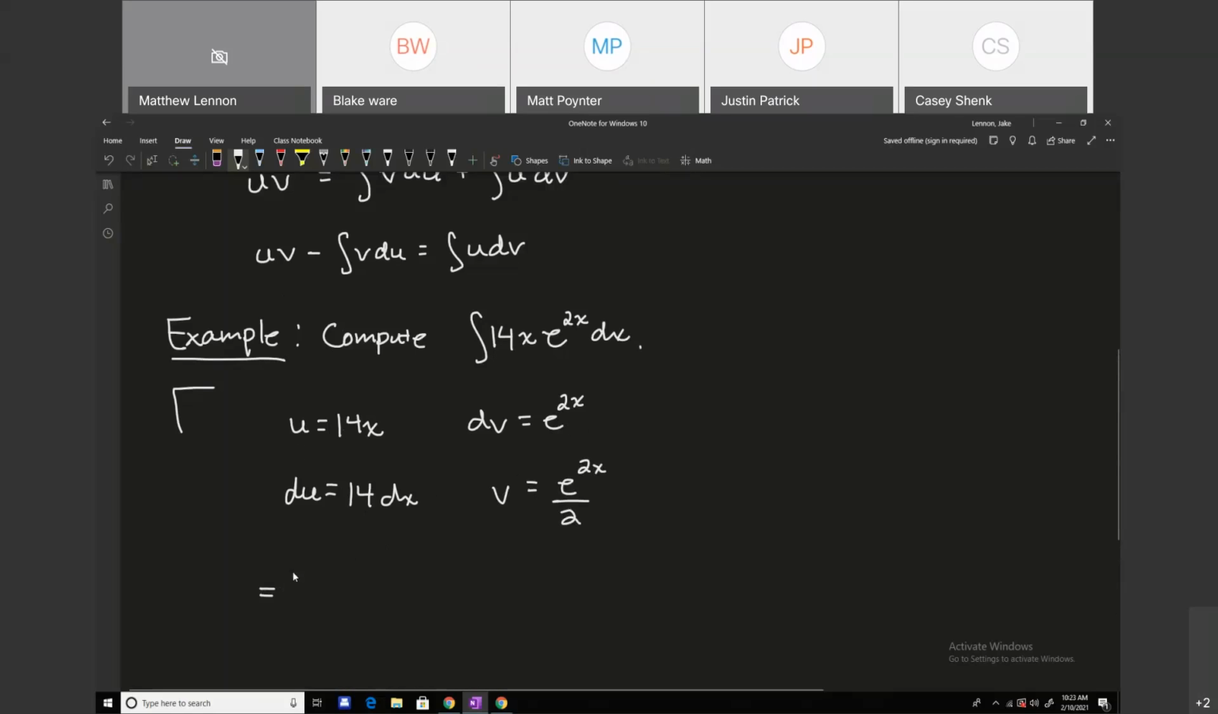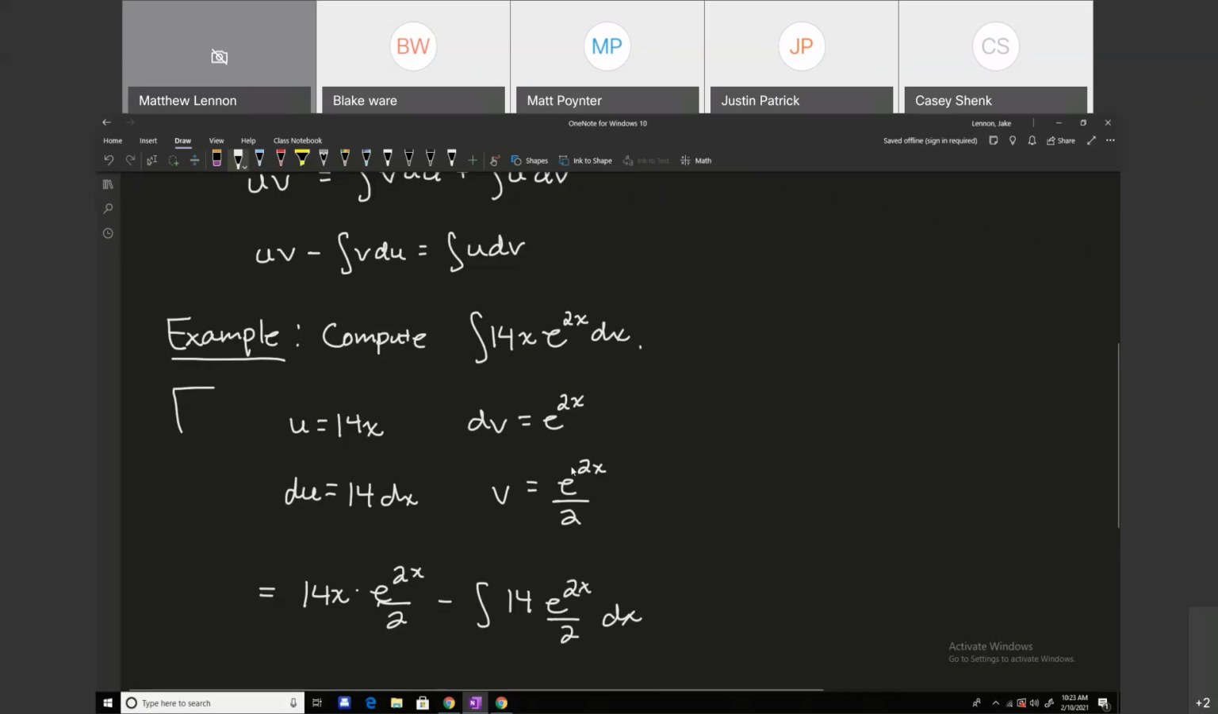Really what we do is we take u and we multiply it with v. That's the first part. So 14x gets multiplied with the e to the 2x over 2, and then we're subtracting the integral of v times du. So that's going to be 14 times e to the 2x over 2, and then we also have that dx.